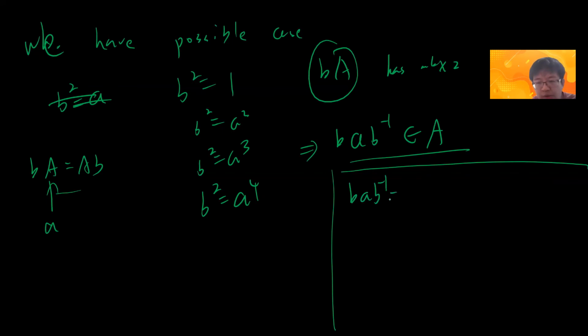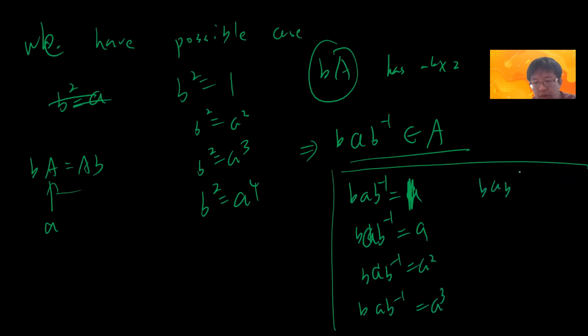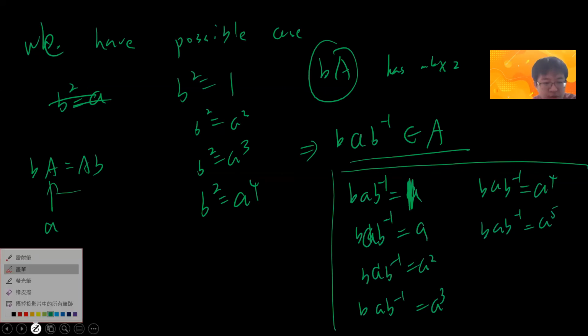So BAB inverse can be 1. BAB inverse can be A. BAB inverse can be A squared. BAB inverse can be A cubed. BAB inverse can be A^4. BAB inverse can be A^5. Okay, so now we can admit all these possibilities and check which ones remain or not.